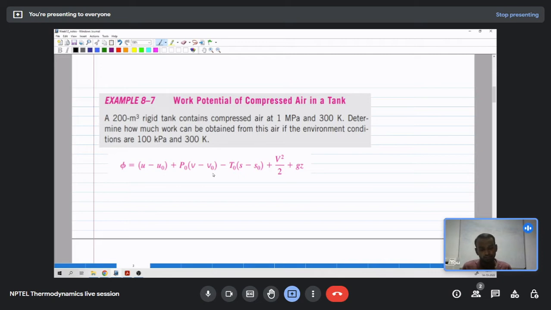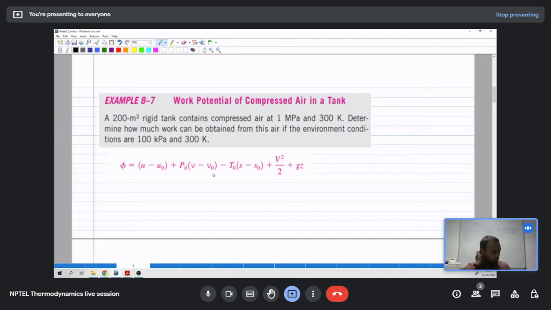And then we have T naught, the temperature of the ambient, and S minus S naught is the entropy change between the system and the surroundings: the entropy at the given system temperature minus the entropy of the system at the dead state, at the temperature of the dead state, which is 300 Kelvin here, and then plus the kinetic energy plus the potential energy.